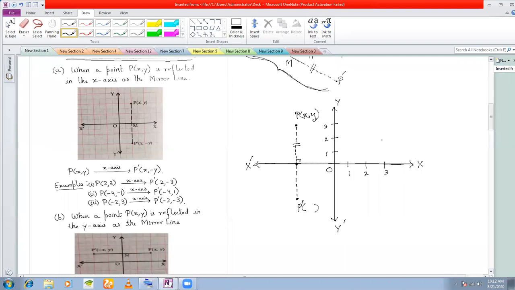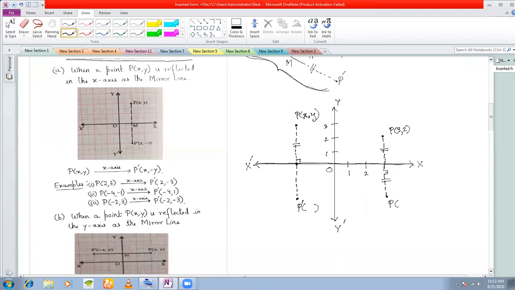Let us take a point P(3, 2), somewhere over here. I want to find the image of this point P when I reflect it in the x-axis. So what I do is I drop a perpendicular on the x-axis, measure this distance, and then extend this line such that this distance is equal to this distance, and we get the point P dash.